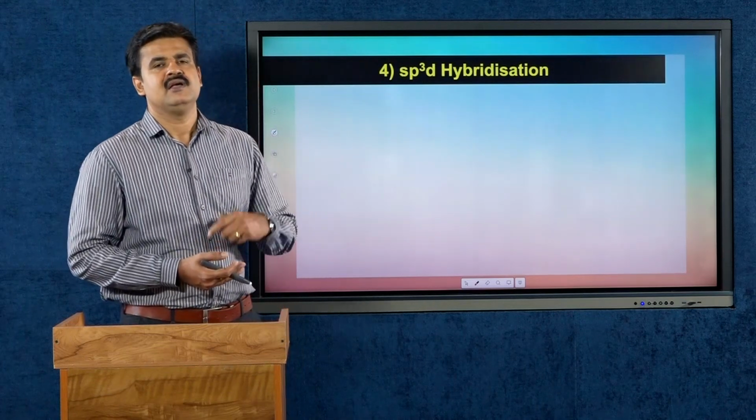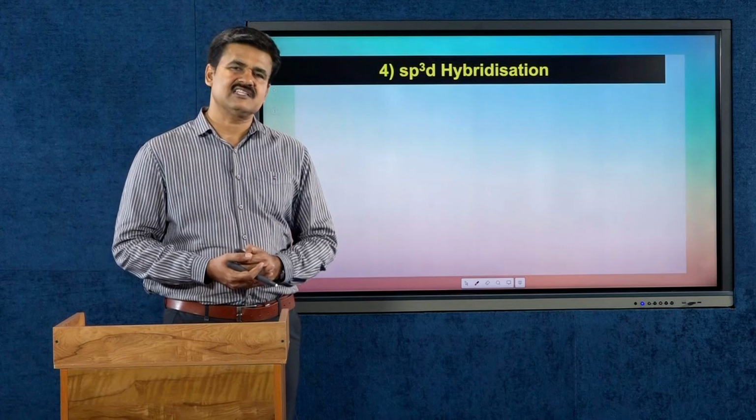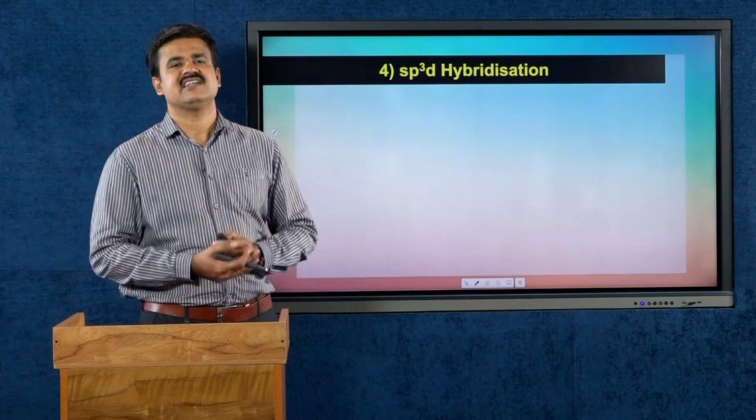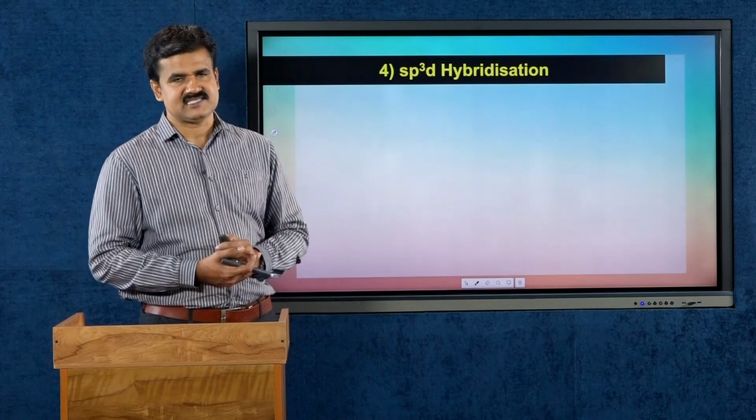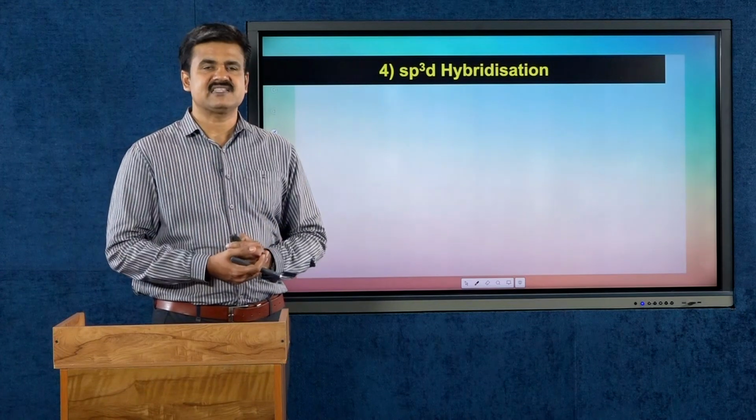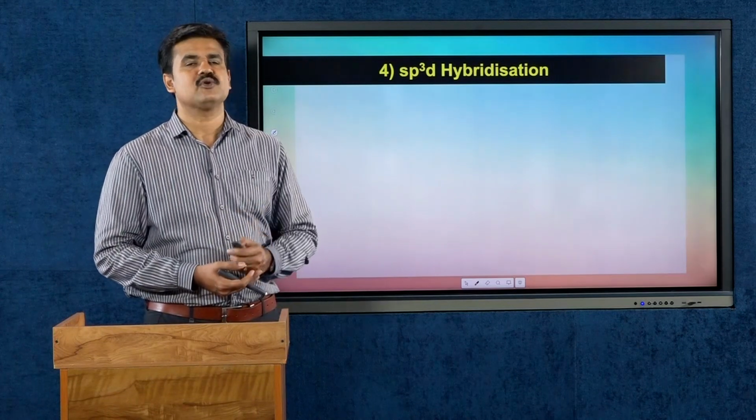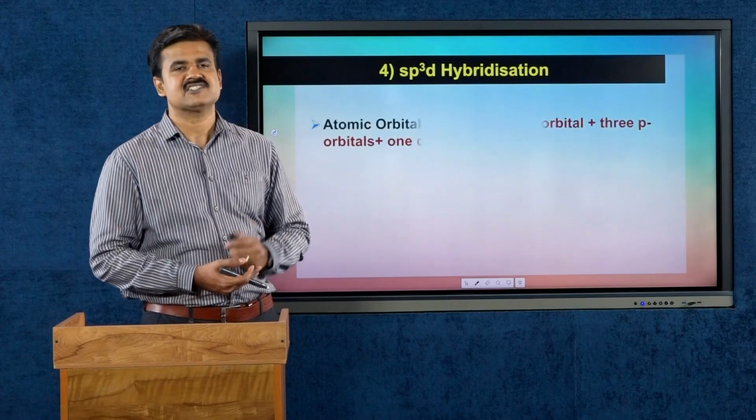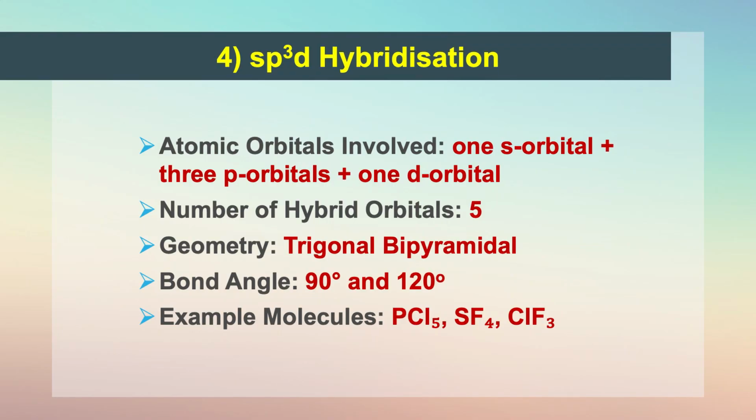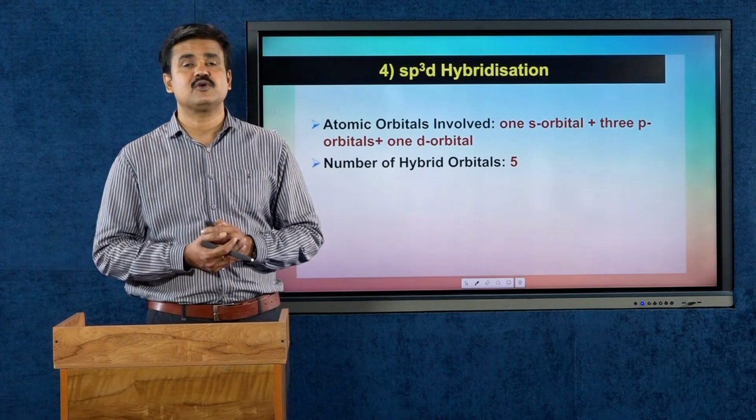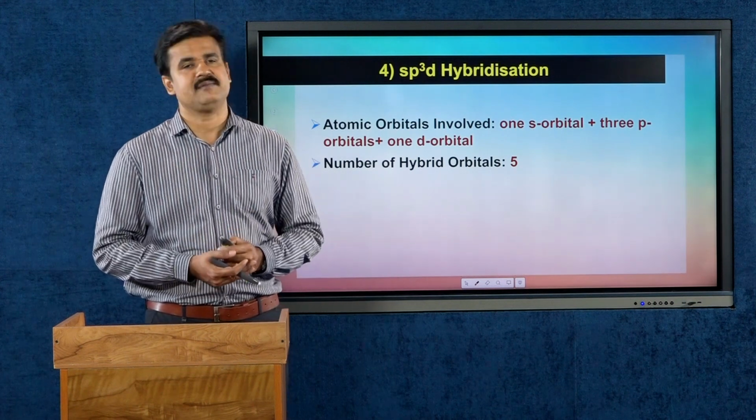Now we are entering into another popular hybridization, that is nothing but sp3d hybridization. As the name indicates, in sp3d hybridization, 1 s orbital, 3 p orbitals and 1 d orbital take part in hybridization. So the number of atomic orbitals involved, as I mentioned, is 1 s orbital, 3 p orbitals and 1 d orbital. During the mixing up of 5 orbitals, there occurs the generation of 5 hybrid orbitals. So the number of hybrid orbitals is equal to 5. That is, 5 sp3d hybrid orbitals are produced during sp3d hybridization.